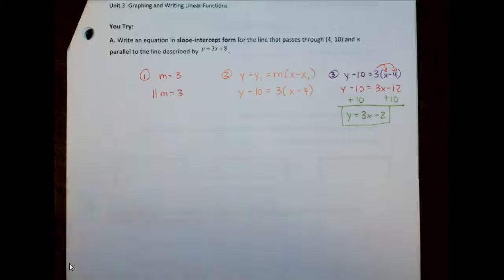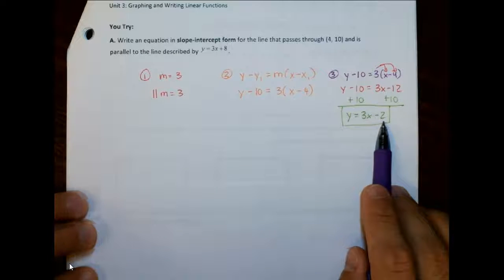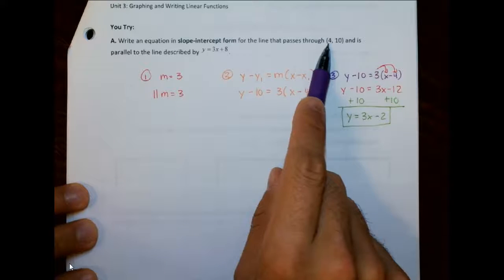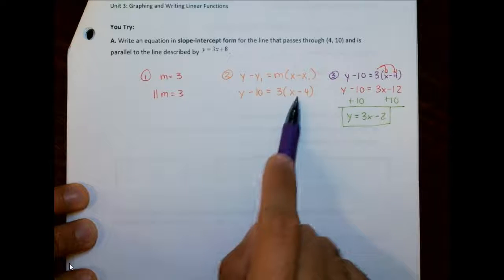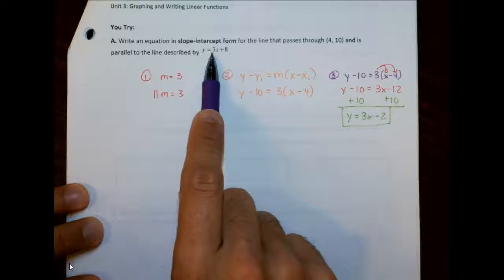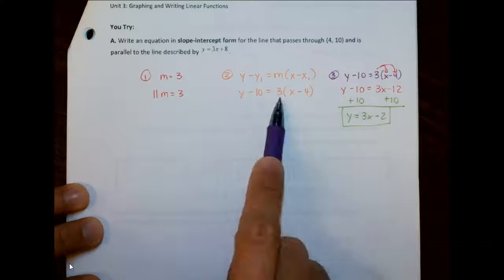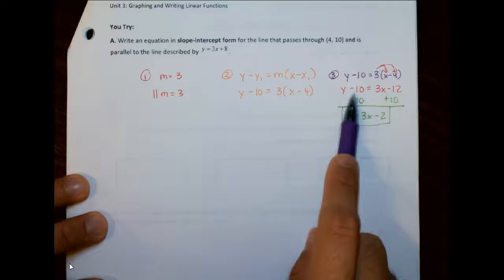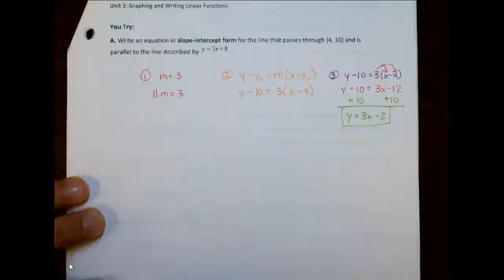Alright, for the first you try, you should have gotten y equals 3x minus 2. So you substituted in negative 4 next to the x. Substitute in negative 10 next to the y. Parallel slope is going to be 3, so that goes in front of the parentheses. When you distribute and then add 10 to both sides, this is your solution.